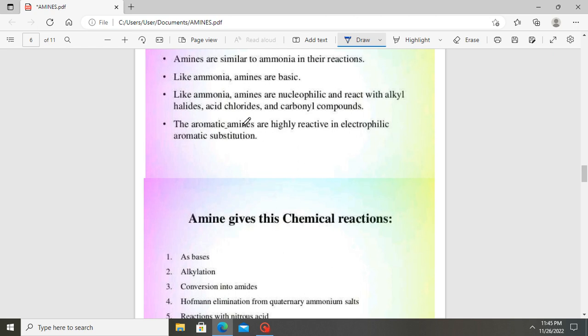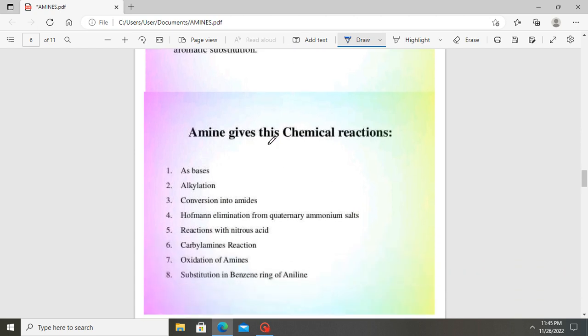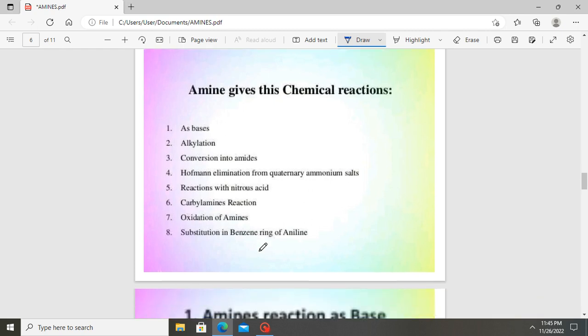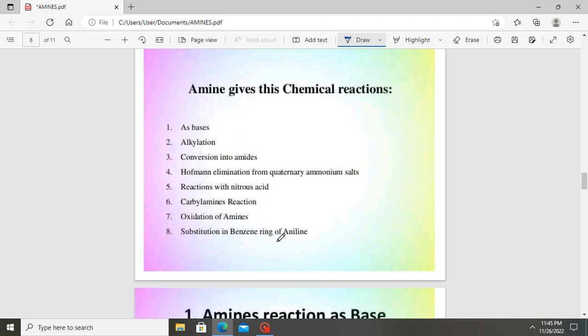The aromatic amines are highly reactive in electrophilic aromatic substitution reactions. So we are going to look at them in the next few slides to come. These are the given reactions of amines which we are going to discuss in this video. We're going to look at the reactions of amines as bases, the alkylation reaction, how amines are converted to amides, Hofmann elimination from quaternary ammonium salts, reactions with nitrous acid, carbylamine reactions, how amines are oxidized, and substitution reactions in benzene amines like aniline.